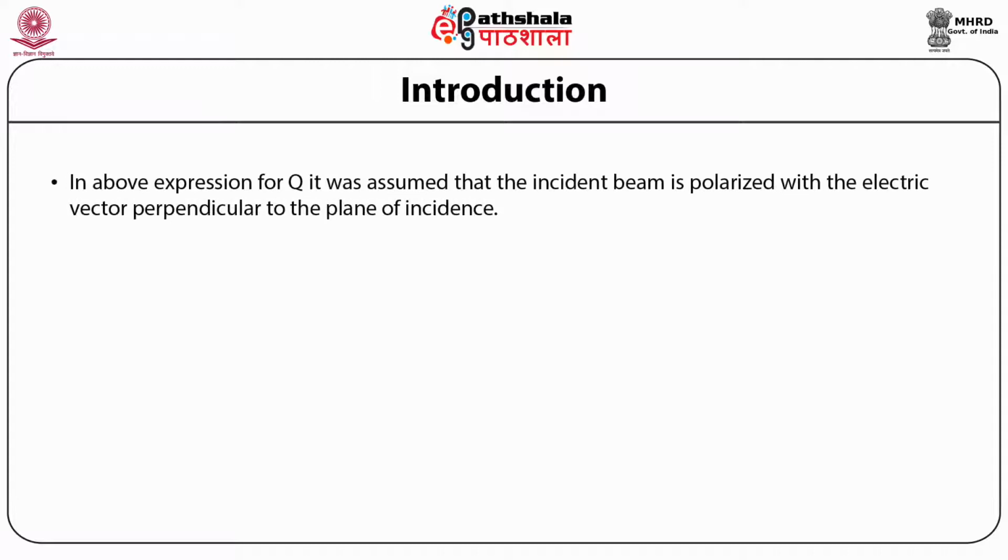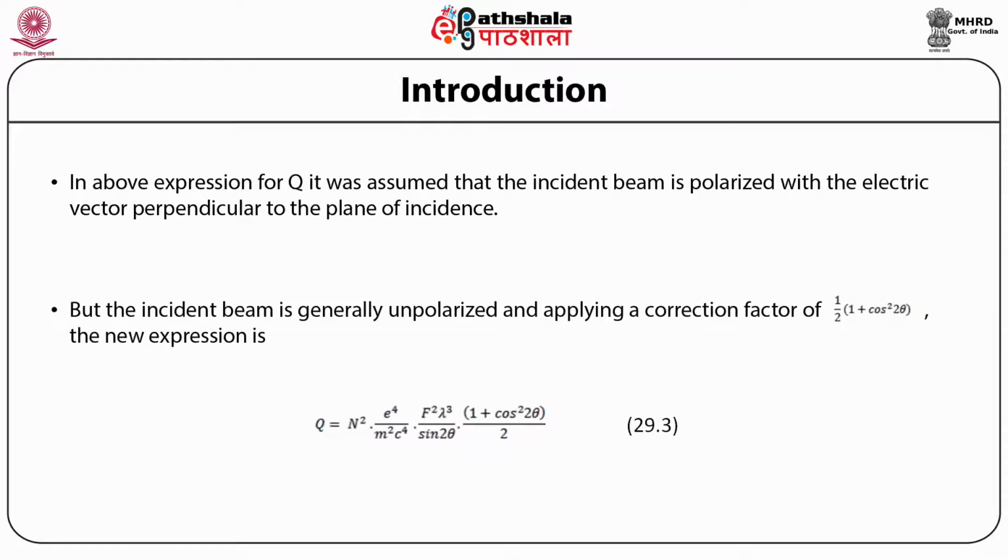In the above expression for the capital Q, it was assumed that the incident beam is polarized with the electric vector perpendicular to the plane of incidence. But the incident beam is generally unpolarized, and applying a correction factor of 1 plus cos square 2 theta over 2, the new expression for Q is given by equation 29.3.